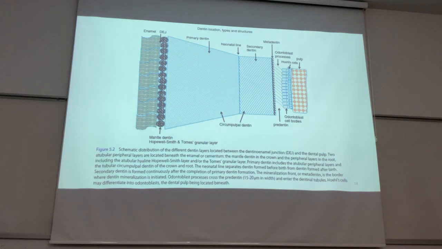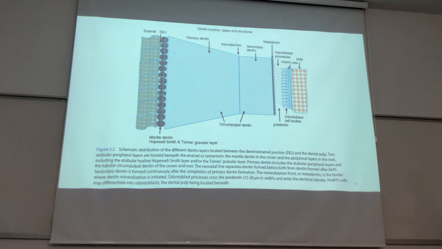Depending on the location of the dentin, we have the mantle dentin and the granular layer or Tomes' granular layer. If our dentin neighbors the enamel, this layer is known as the mantle dentin. And if it neighbors the cementum, it is known as Tomes' granular layer. This is our primary form dentin, generally known as the atubular dentin, or dentin with a low amount of tubules. Under this dentin, we have primary and secondary dentin. Between the primary and secondary dentin, we have the neonatal line.